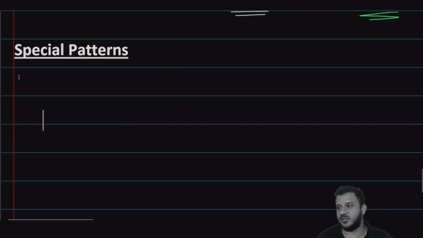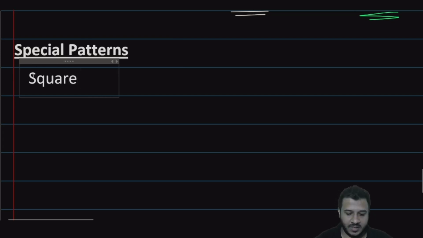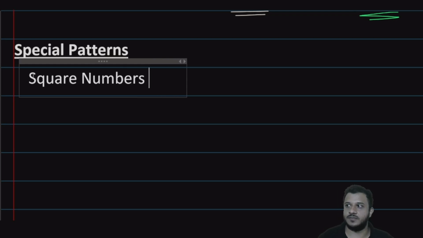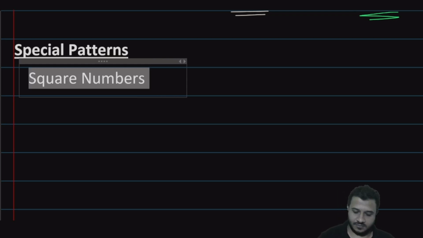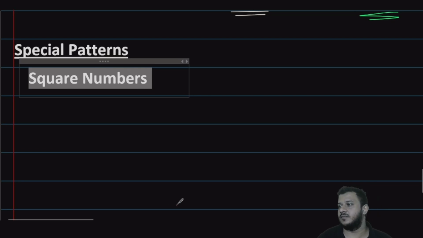Under special patterns, the first thing we are going to learn is square numbers. Square numbers. So, I think you all can remember square numbers, right? How do the square numbers look like?